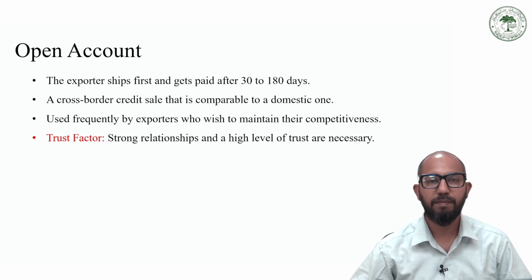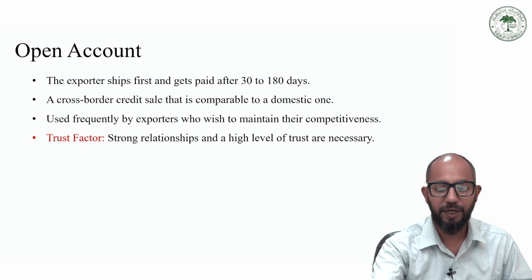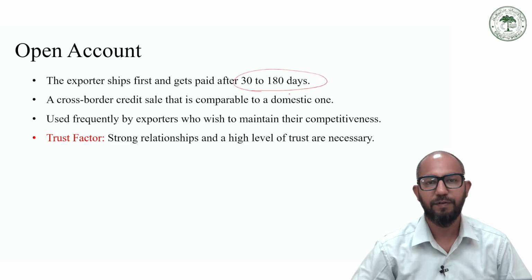The next type of method is open account system or method. In this, the exporter ships first and gets paid after 30 to 180 days. This is a type of cross-border credit sales which can be compared to domestic one. Thus, the goods are being sold and they reach the destination, but amount is received later on. This is the most frequently used method by exporters who wish to maintain their competitiveness.